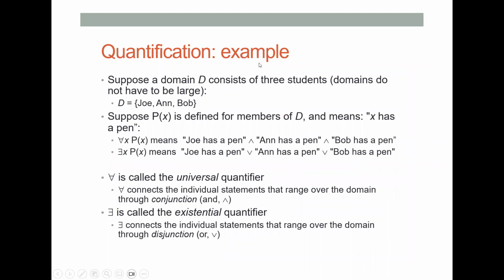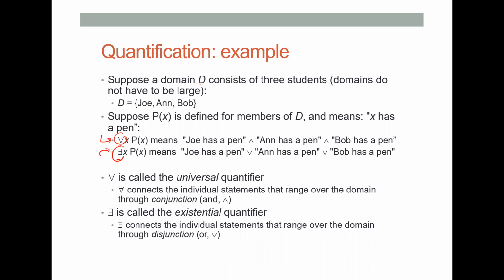And also here, what if your statement contains more than one domain? So you need to specify now which domain you're dealing with. So, okay, let's understand what the for all and there exists, the universal quantifier and the existential quantifier, mean.